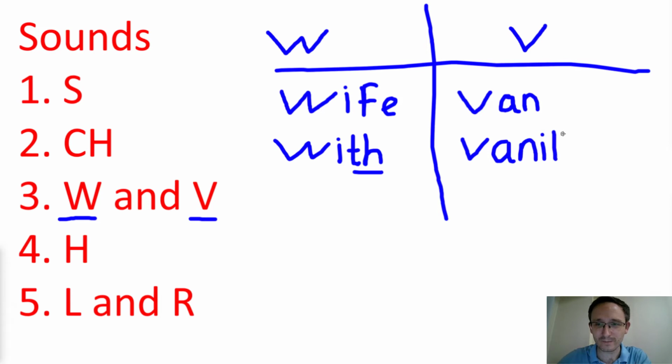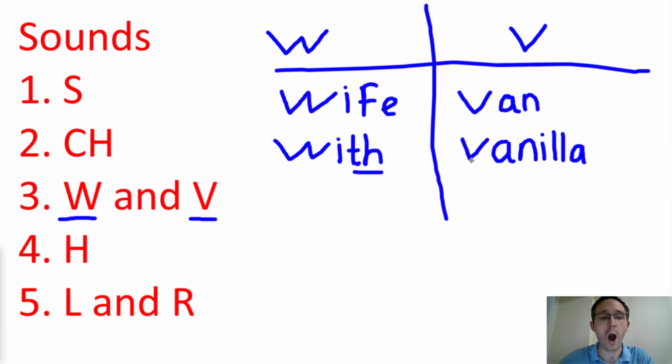Vanilla. Okay, so again, W is wa. Let's do it slowly. Wa. Wa. With. With. Don't worry if you can't get the TH. It's okay. I know some Thai people say "wit," not "with," but it's okay. We'll practice that later.